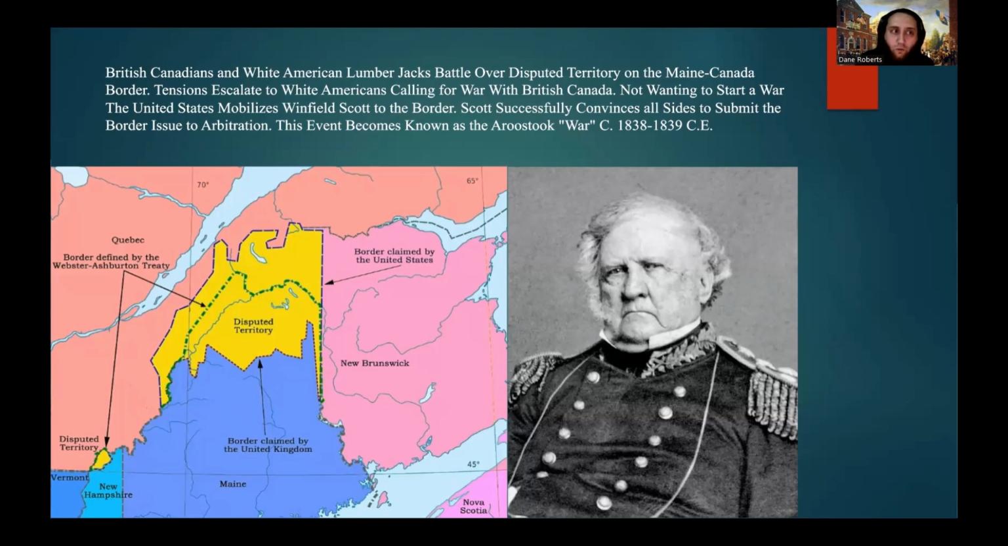Not wanting to start a war, the United States would mobilize Winfield Scott to the border, upon which Scott would successfully convince all sides to submit the border issue to arbitration, with this event becoming known as the Aroostook War. And this event happening between 1838 and 1839 CE.